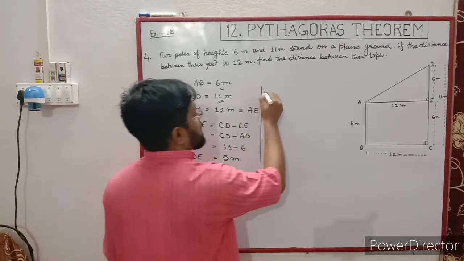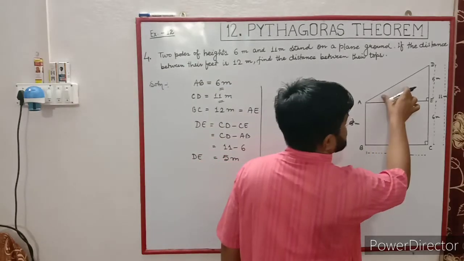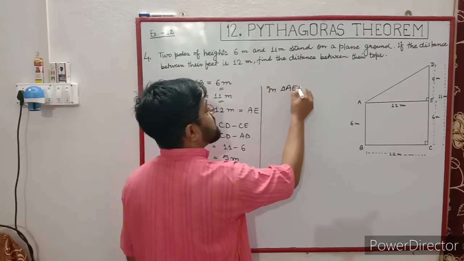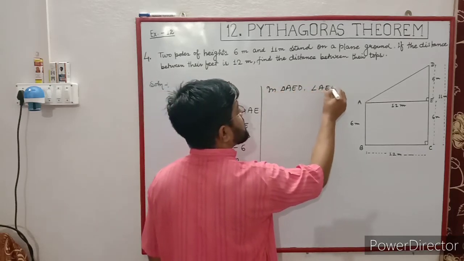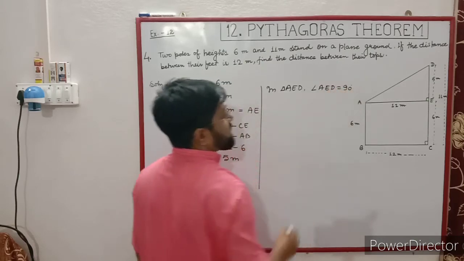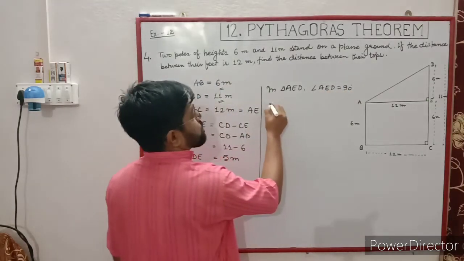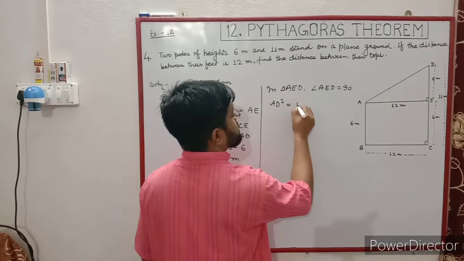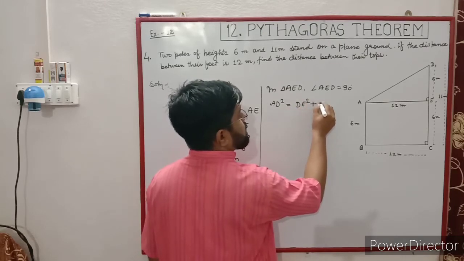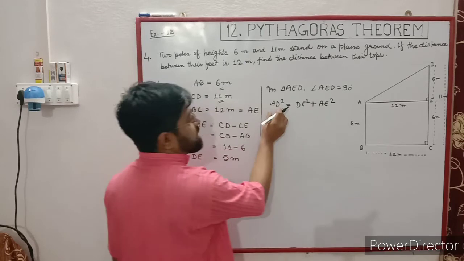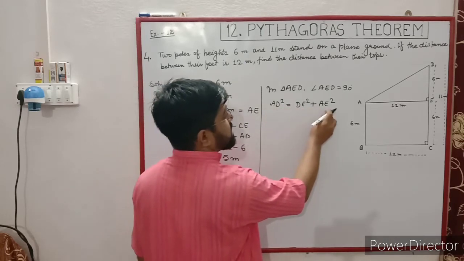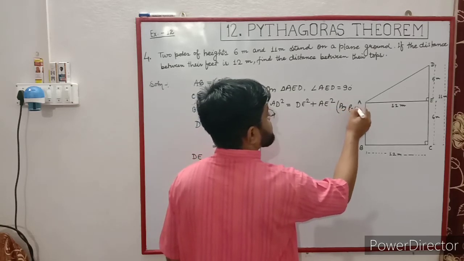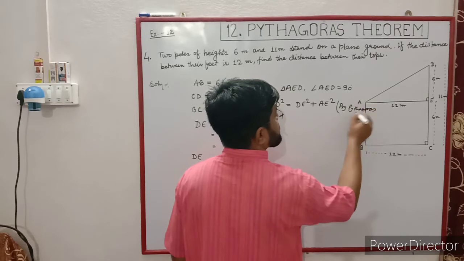Now we have a right angle triangle AED. So in triangle AED, angle AED is equal to 90 degree. So we can apply the Pythagoras theorem. Hypotenuse square is equal to height square plus base square. So AD square is equal to DE square plus AE square by Pythagoras theorem.